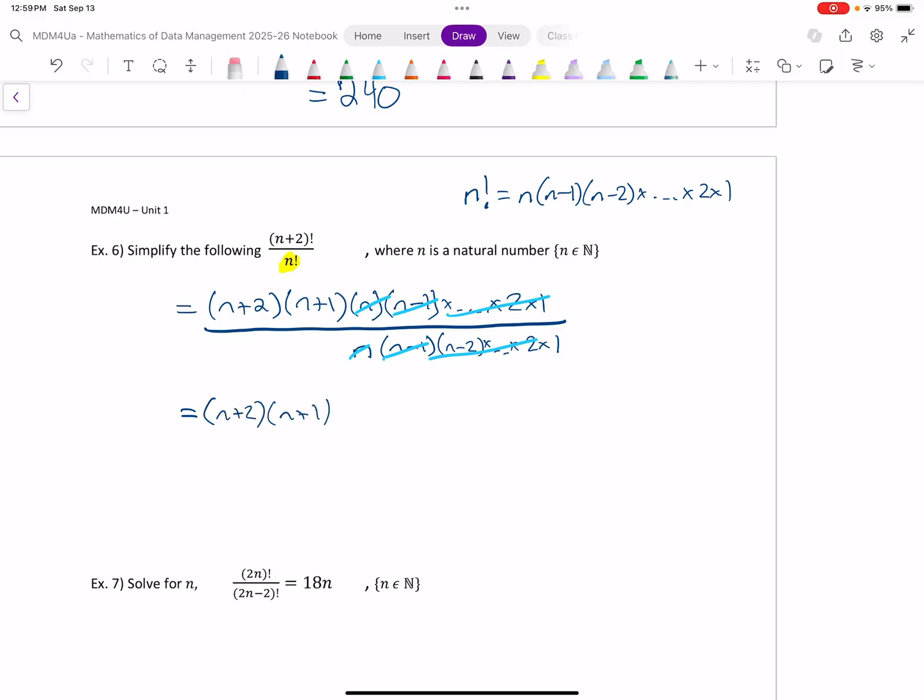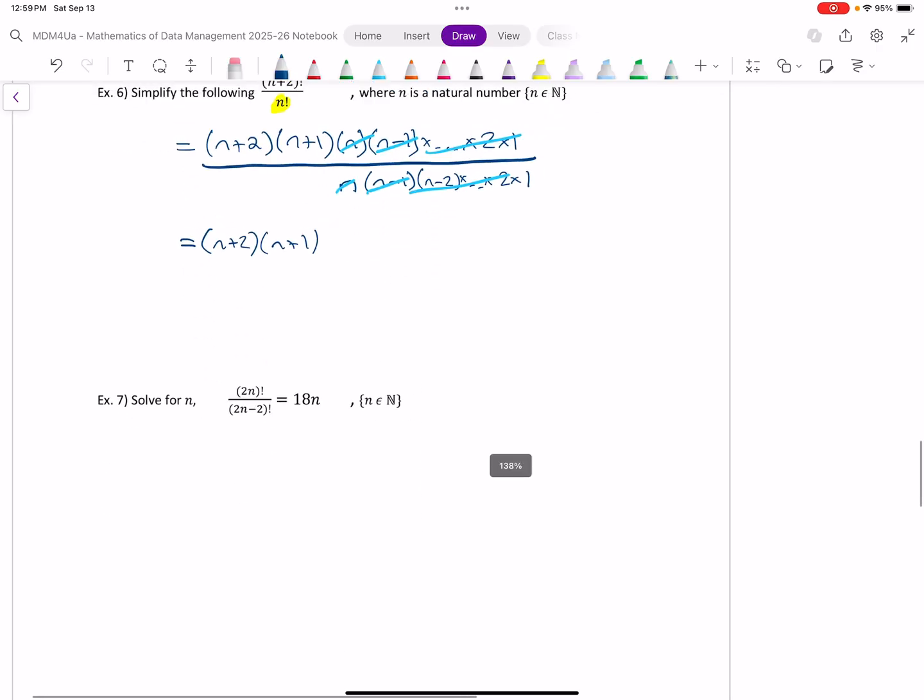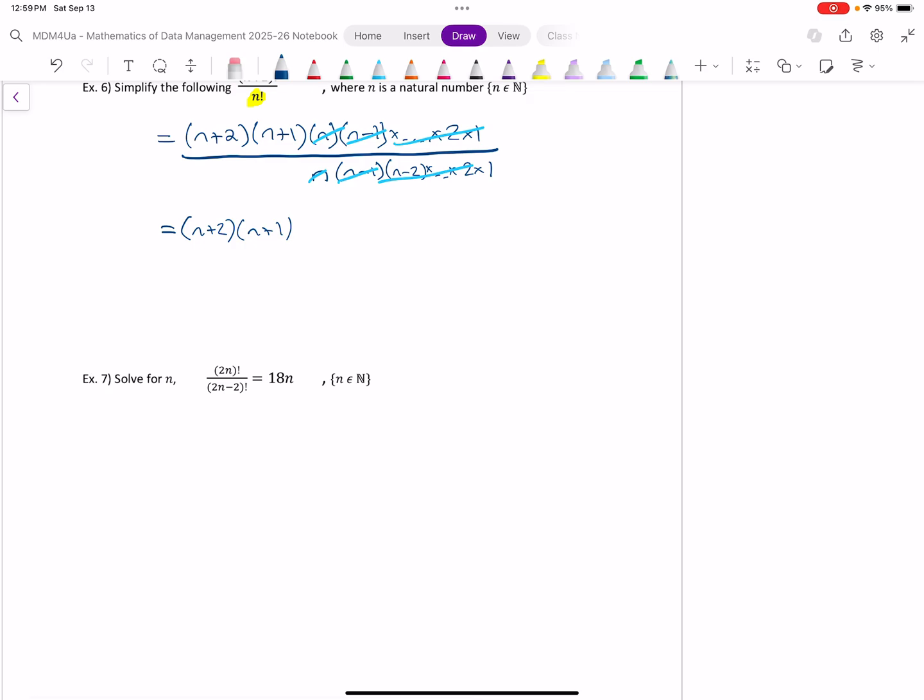I'm going to leave it in this factored form. It's not wrong to expand it, but I'm going to leave that there. So that's my simplified expression, no longer any factorials, so obviously quite a bit simpler. Similar to the next one, we're going to go beyond simplifying. We're actually going to solve for a variable. It says solve for n, and you'll always see that n must be a natural number. It just means it's going to be above 0.